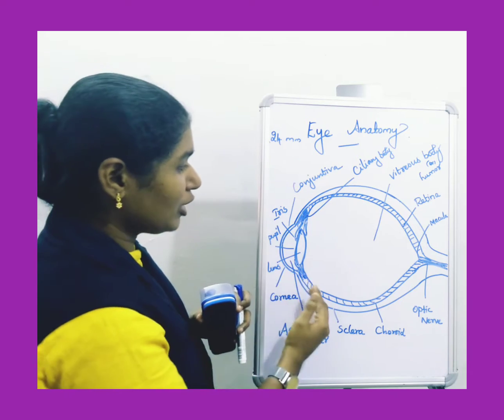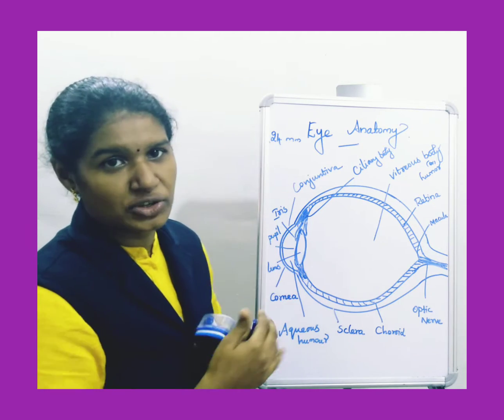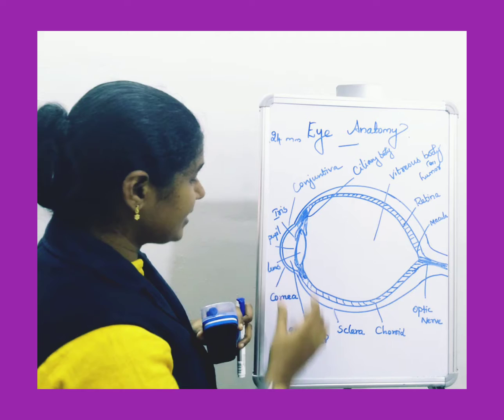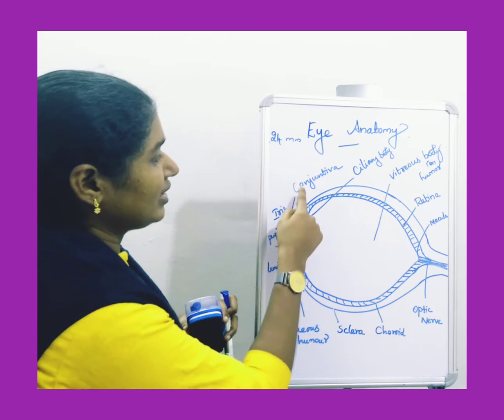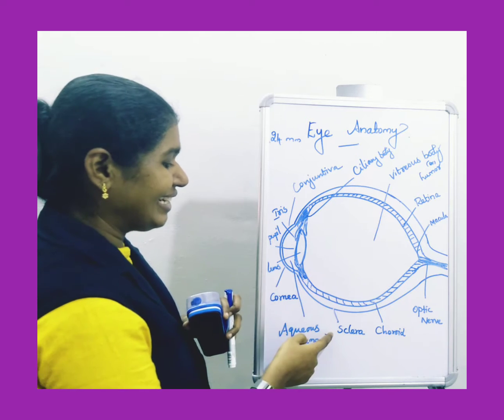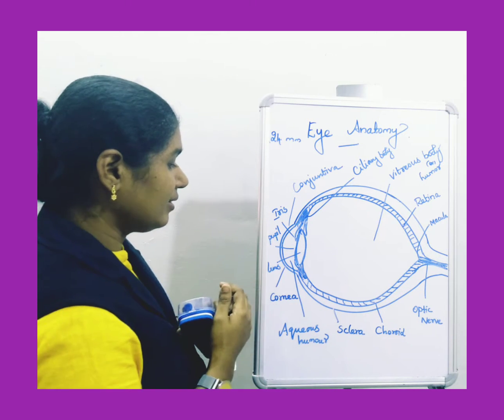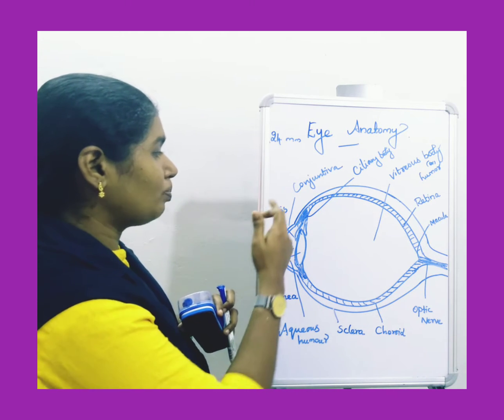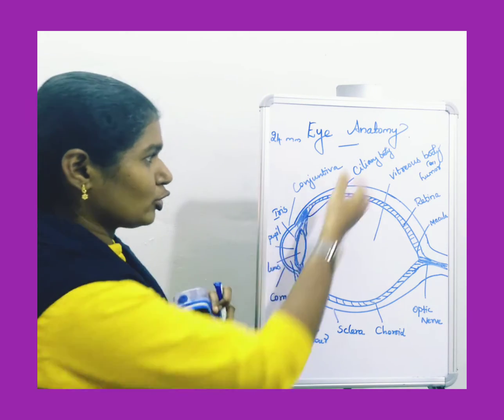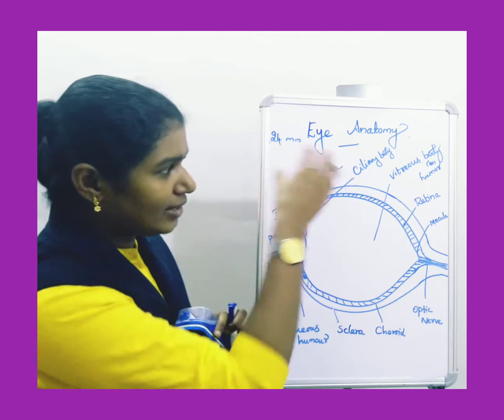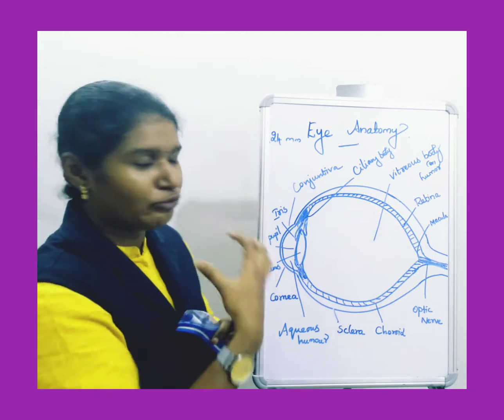First we are going to learn about the front section of the eye. What are the parts of the front section? Conjunctiva, sclera, cornea, lens, pupil, iris, ciliary bodies, and aqueous humor. This much we can call the front section. This is the front view.